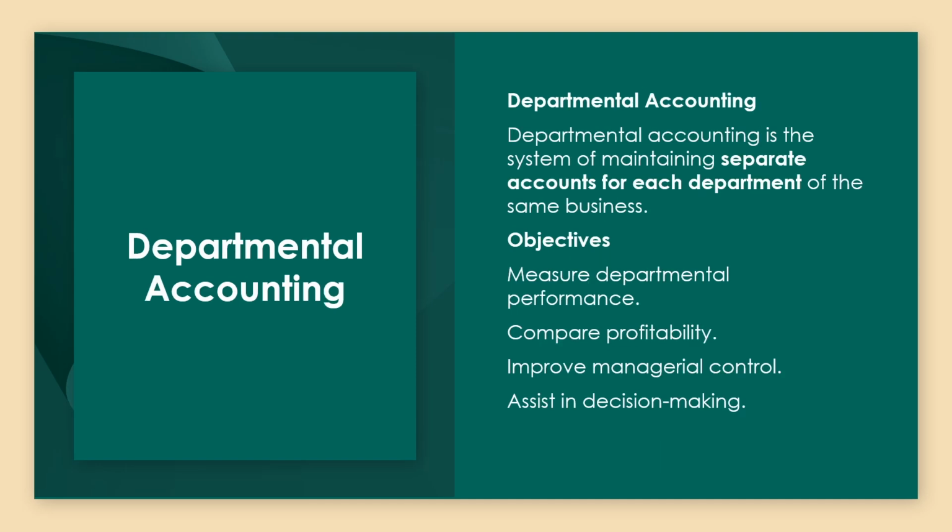Departmental accounting. Departmental accounting means maintaining separate accounts for each department within the same business. For example, groceries, clothing, electronics, and cosmetics. So these different departmental accounts are maintained in a supermarket. Each department maintains separate records to determine its own profit or loss. Objectives: measure the departmental performance, compare profitability, improve managerial control, and assist the business in decision making.